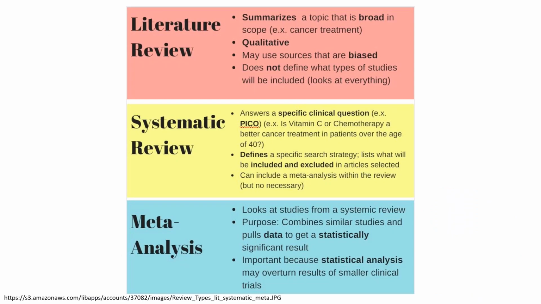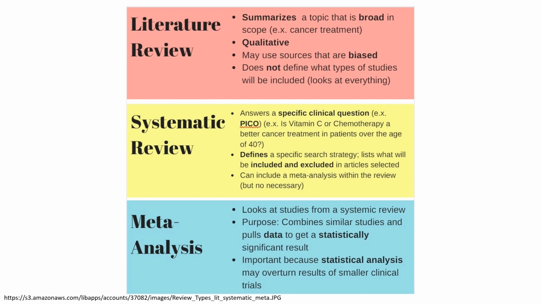This is kind of a summary between a literature review, a systematic review, and a meta-analysis. So a literature review summarizes a topic that's broad in scope, like cancer treatment. It's qualitative, and it may use sources that are biased, and it doesn't define inclusion and exclusion criteria. It just kind of looks at everything. It's just a review of the literature.